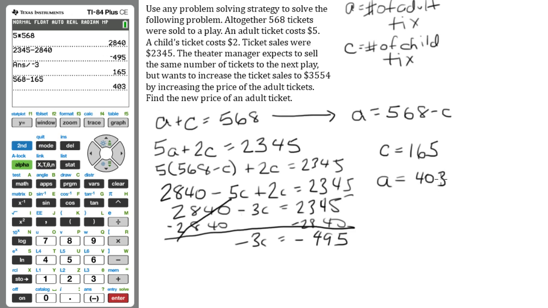So I guess I'm going to stop the video here, and then when we're in class, we can figure out if this answer is correct, and then how to answer this question here, which is what should the new price of an adult ticket be if we want to bring the total sales up to $3,554.